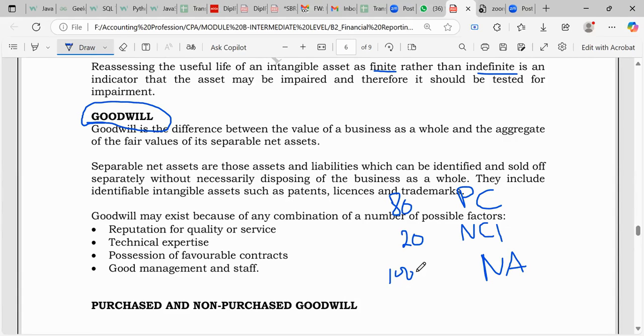Since these net assets will be in full in the books, you take your 80%, and you add what you do not own, what is owned by other investors. You add them together, and you take the figure and deduct the net assets. What remains here is what we call goodwill.